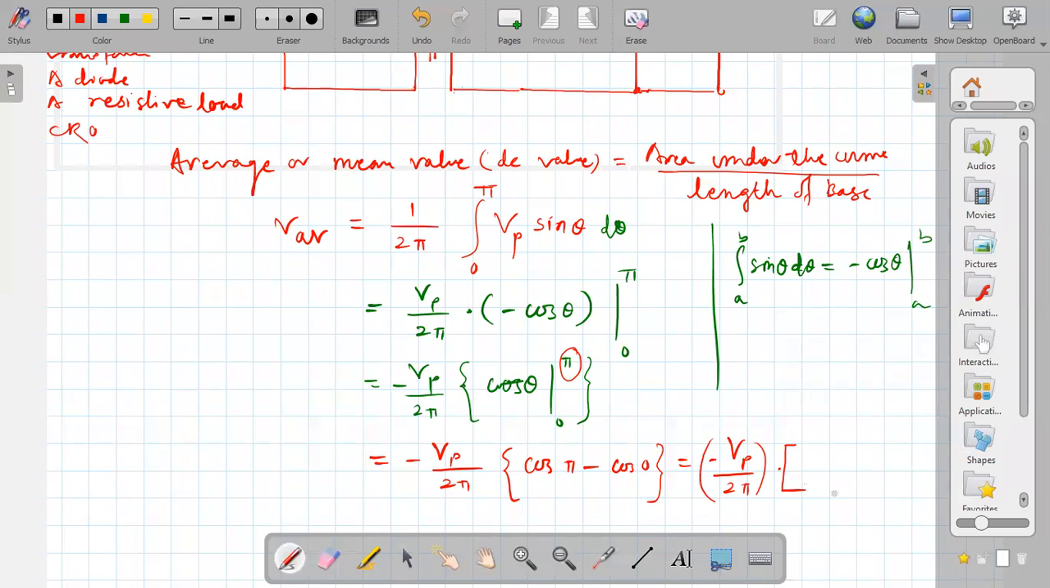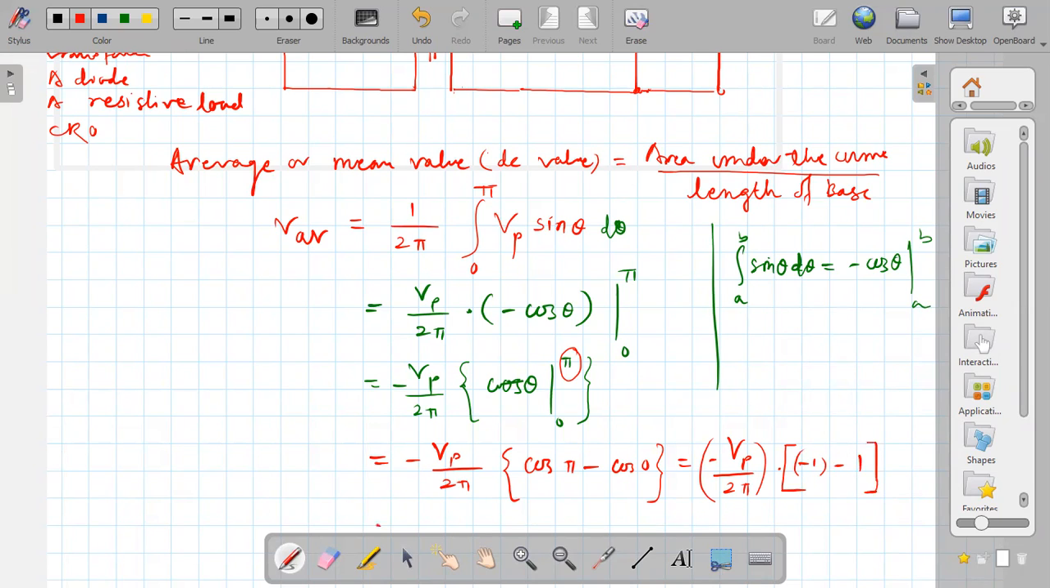Yes, student. What is the cos pi? Anyone? Minus 1. Very good. Now, cos 0 is 1. Is it correct, dear student?